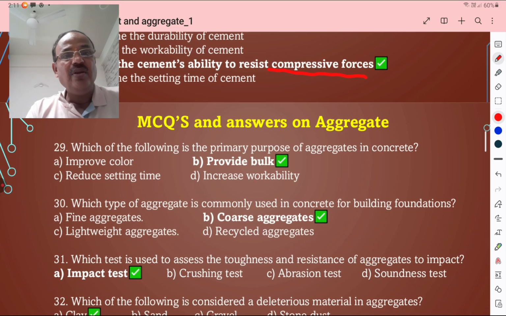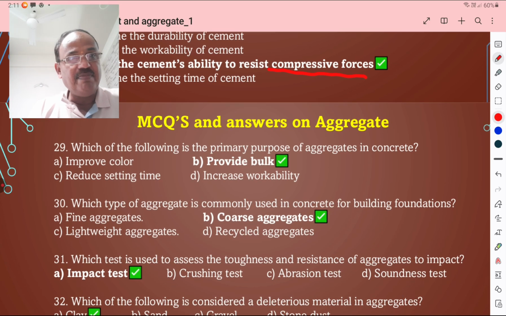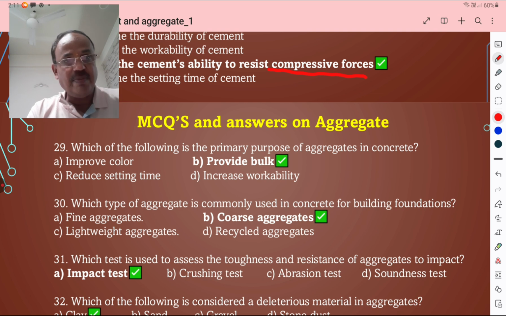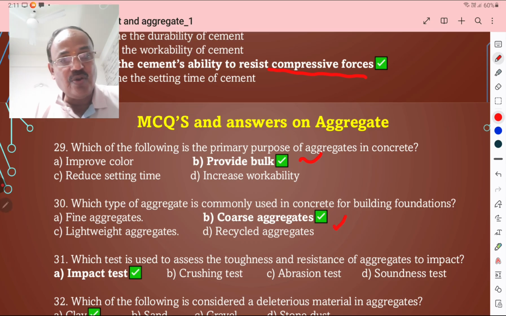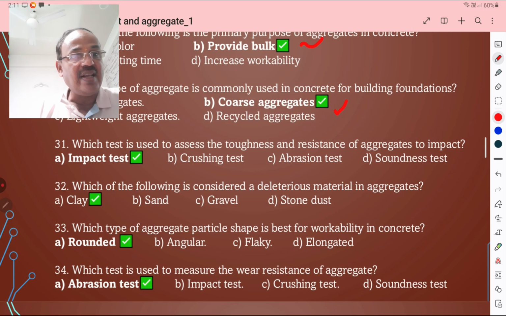Then which of the following is the primary purpose of aggregate in the concrete? To provide the bulk, to provide the volume, that is important. Which type of aggregate is commonly used in concrete for building foundation? That is coarse aggregate. Which test is used to assess the toughness and resistance of the aggregate to impact? That is impact test. Which of the following is considered a deleterious material in the aggregate? The clay is the deleterious material.